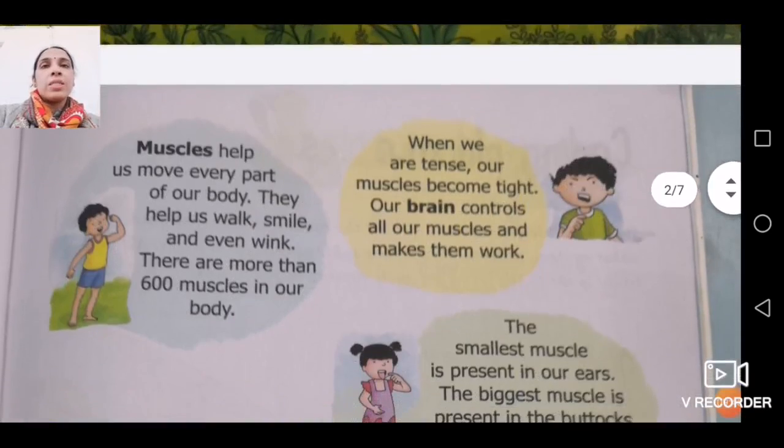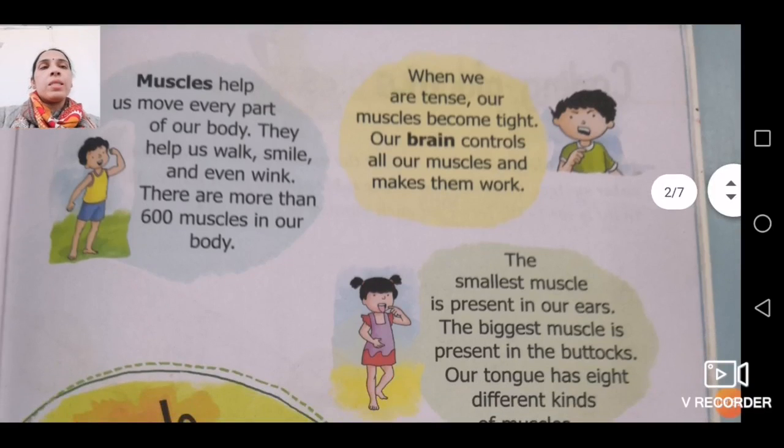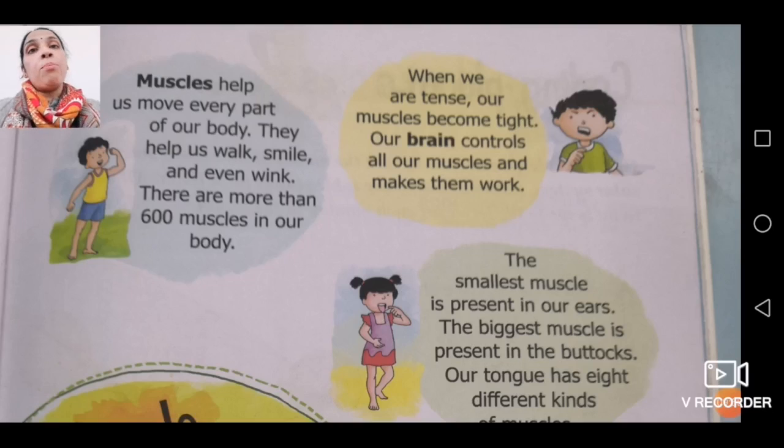Now children, we will come to the second page, related to muscles. Here I want to ask one thing: why are bones and muscles so important in our body? See, bones make your body strong and provide you a framework that decides how your body will look. That all depends upon the framework, what kind of bony structure you have.